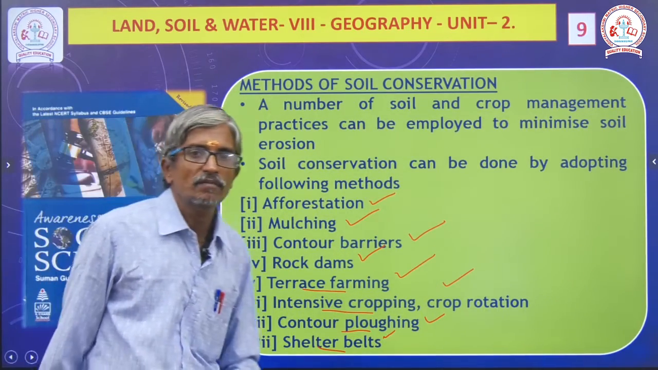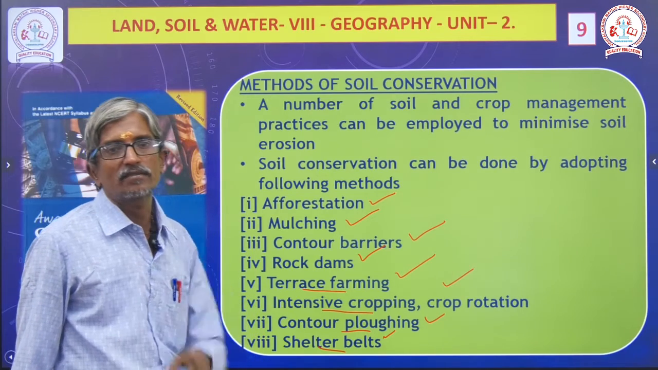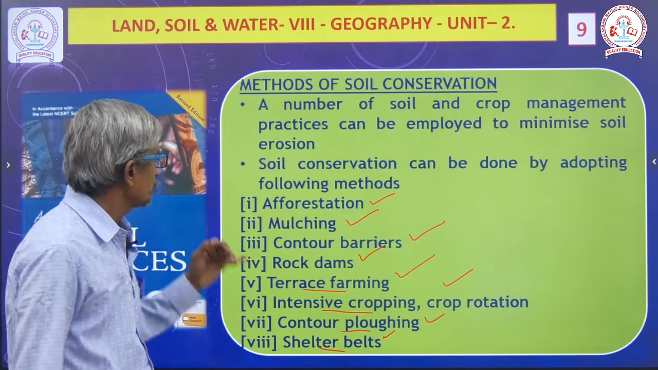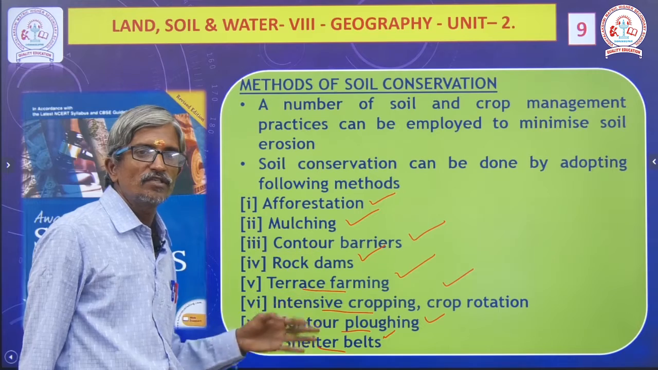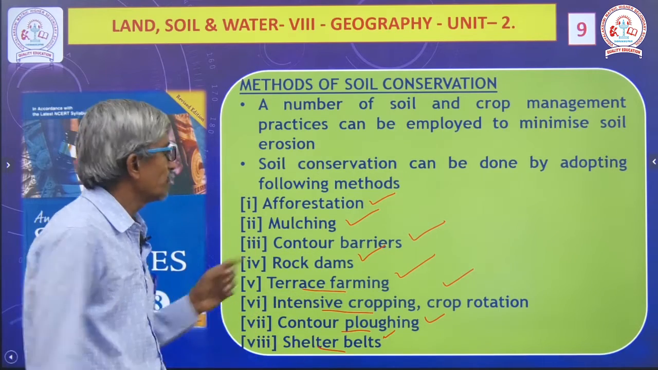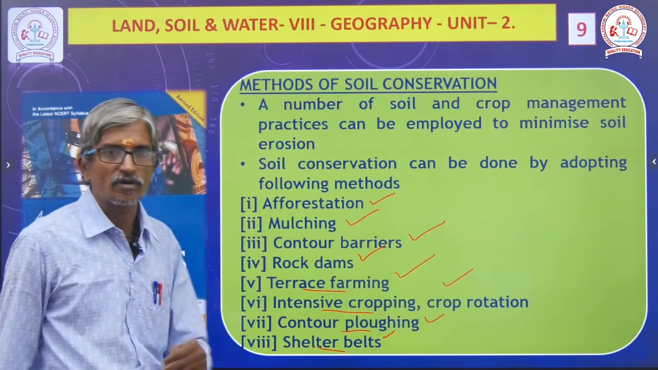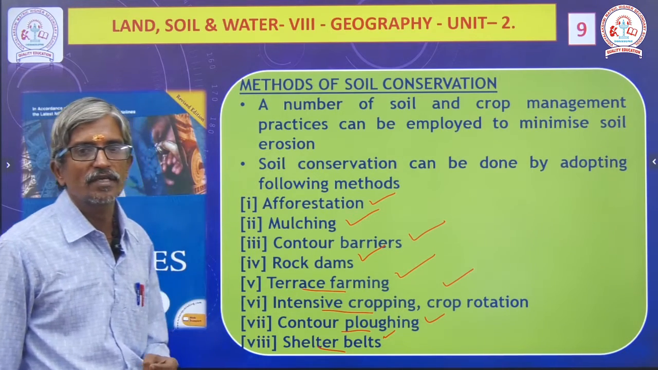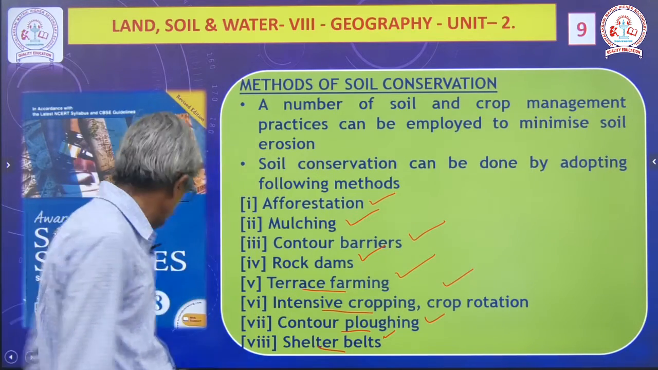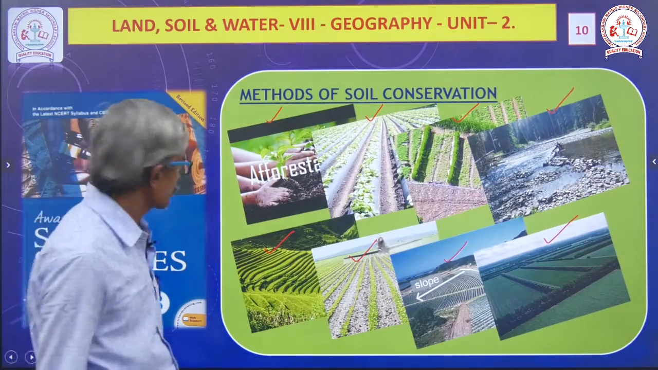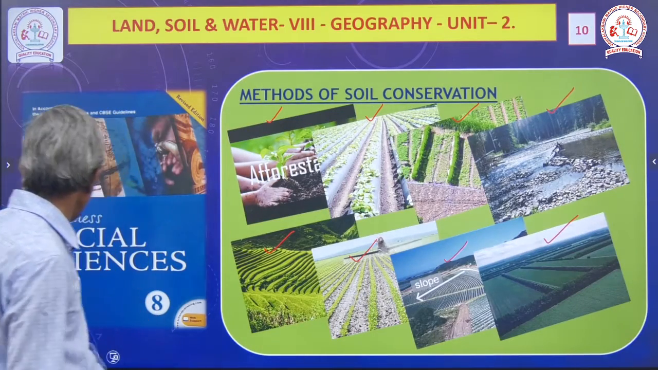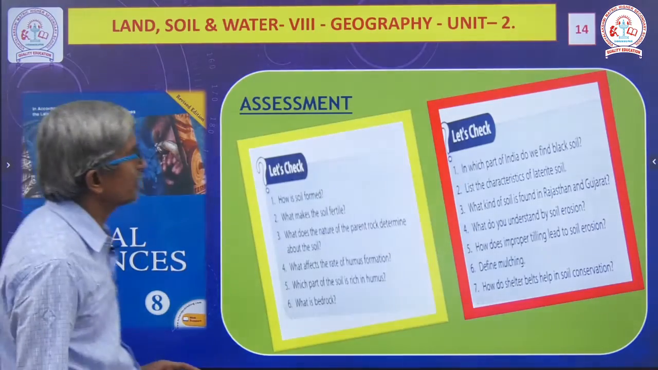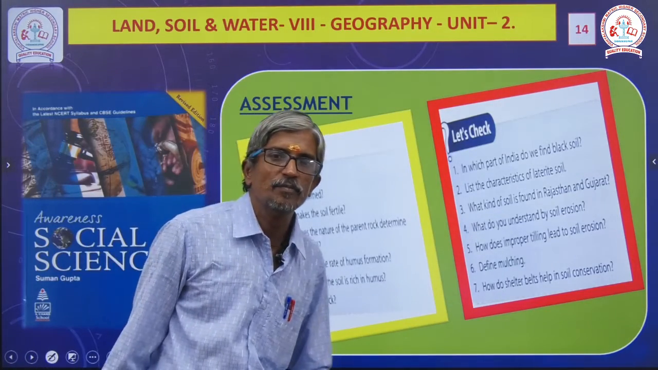There are 8 such practices we need to adopt. The processes are afforestation, mulching, contour barrier, rock dams, the first 4. Next 4: terrace farming, intensive farming or crop rotation, contour ploughing and shelter belts. For easy understanding, I have just put the next picture here, and next is the assessment.